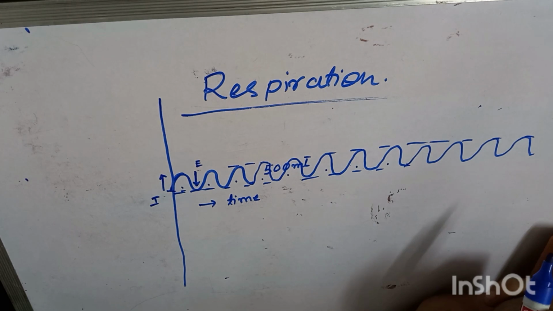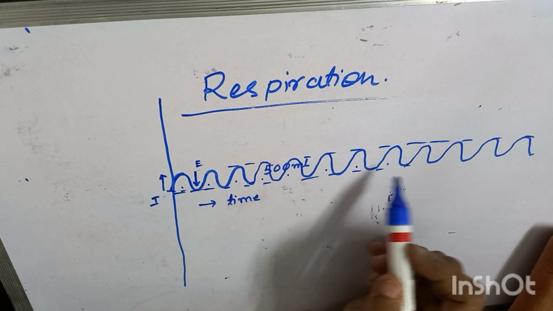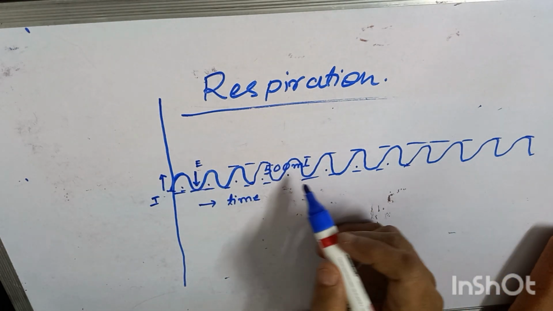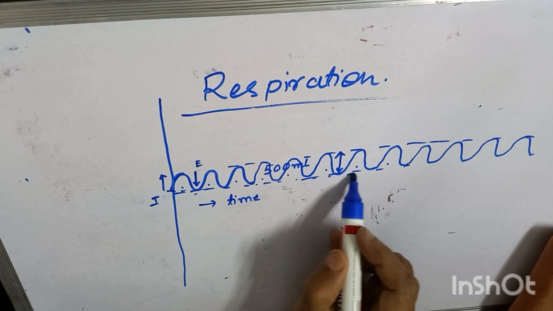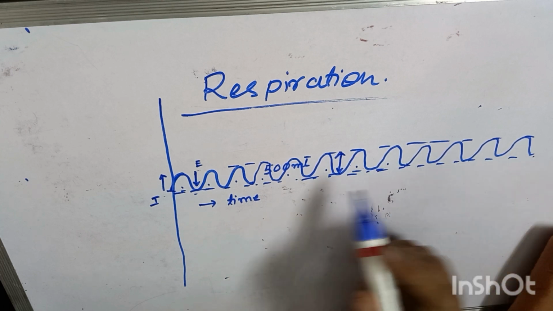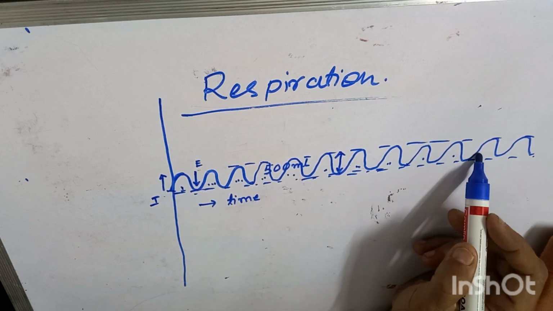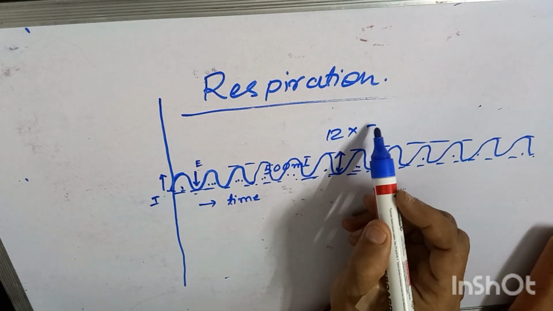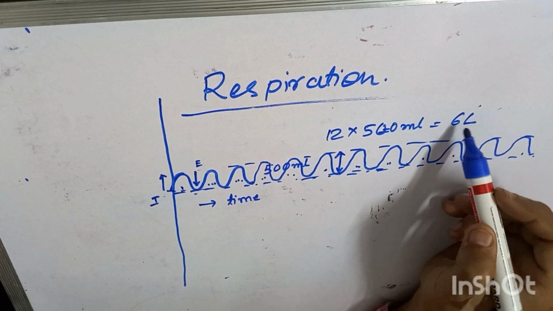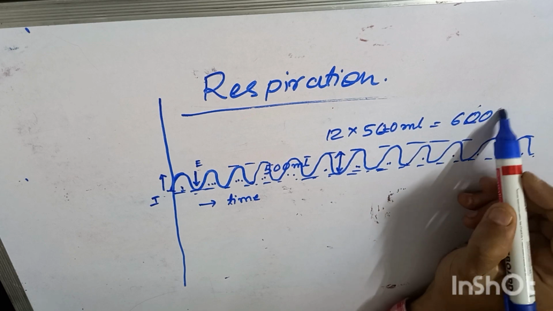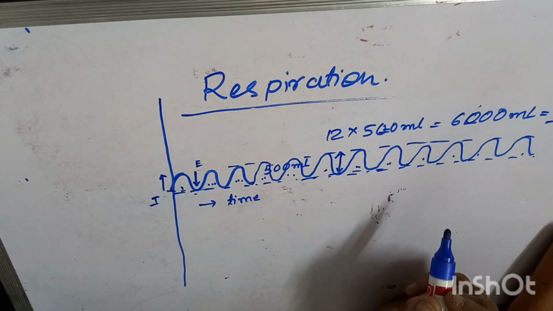Every time 500 ml. So this goes on every time, and with the help of these waves we have just drawn, we have the depth of respiration as 500 ml. On the x-axis we have seen the time, and with 1 minute going, we have 1, 2, 3, 4, 5, 6, 7, 8, 9, 10, 11, 12 breaths. So it's 12 into 500 ml, that is actually 6 liters, 6000 ml or 6 liters. So this is actually our resting minute ventilation.